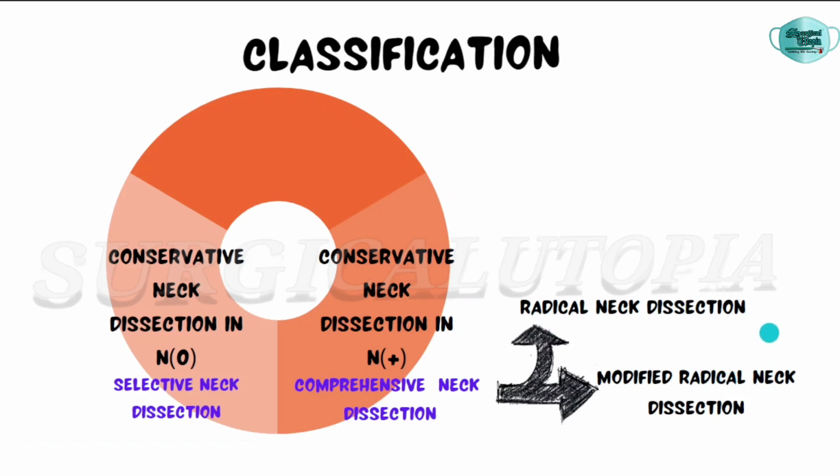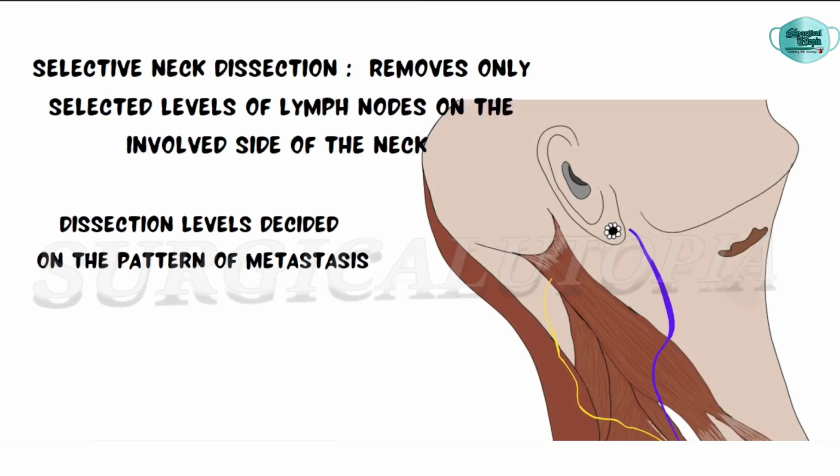whatever structures are excised. So first, coming to the selective neck dissection, it is the one in which only lymphatic tissues are removed and all non-lymphatic tissues are spared, along with the sternocleidomastoid muscle, internal jugular vein, and spinal accessory nerve. The selective neck dissection is the one in which selected levels of lymph nodes on the involved side of the neck are removed. And what neck levels are to be dissected is decided on the basis of the common pattern according to which the cancerous cells will metastasize from the primary location to the lymph nodes.